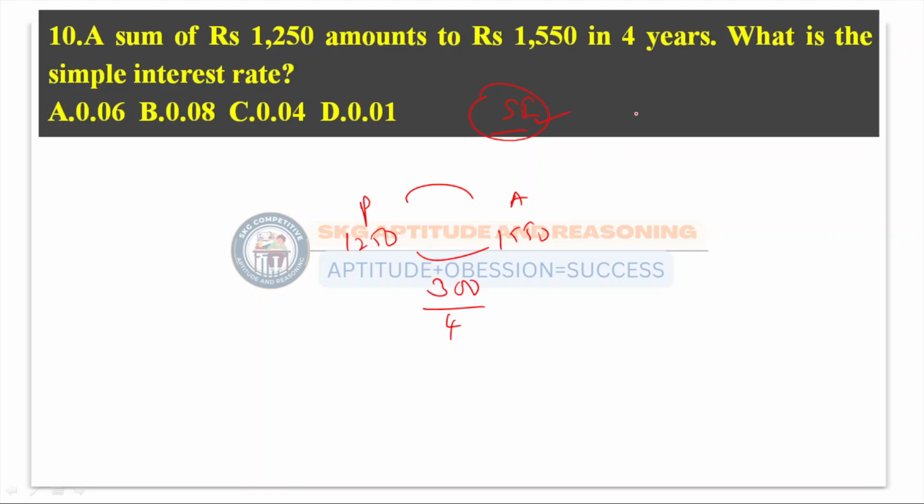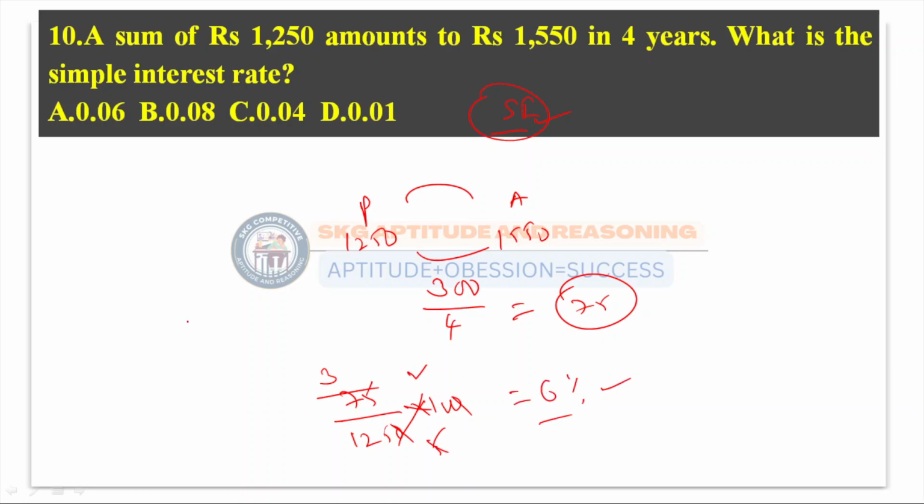Why? Because in a simple interest case, the interest will remain the same for any number of years. So for each year we are getting 75 rupees as interest. So we need to find 75 is what percentage of 1250. 25 threes and 25 fives and 5 ones and 5 twos will get the answer as 600. So the rate of interest is 6%.